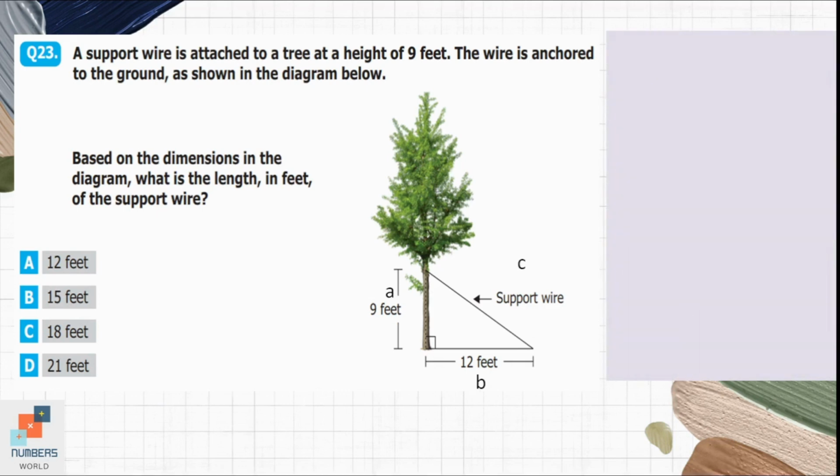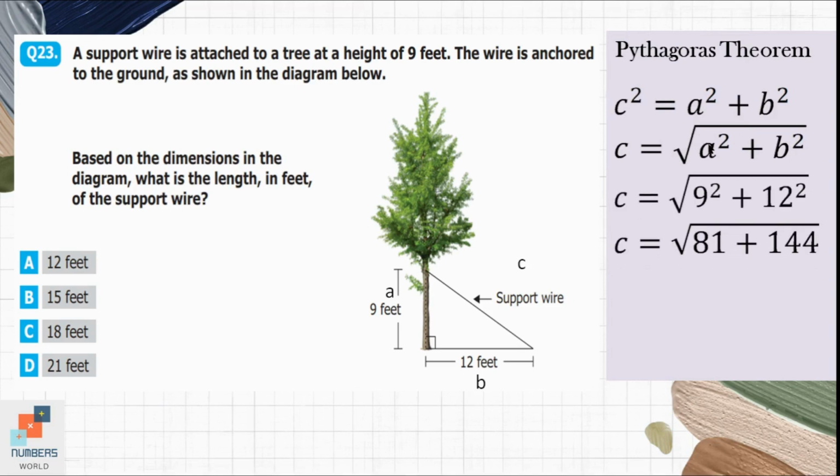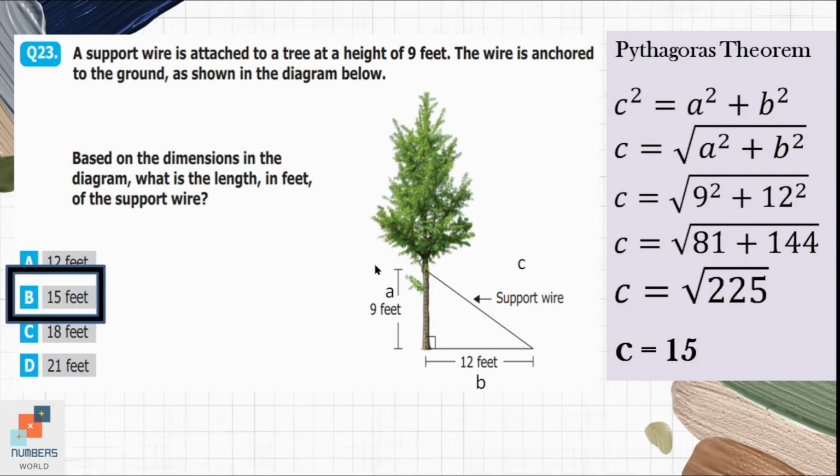So we will use the Pythagoras theorem to find out the value of the hypotenuse. The Pythagoras theorem is c squared is equal to a squared plus b squared. As we have to find out the value of c, not c squared, that's why we will take the square root on the other side of the equal sign. After putting the values in the equation and solving it, the value of the hypotenuse is 15. So we can say the length of the support wire is 15 feet, which is our option B.